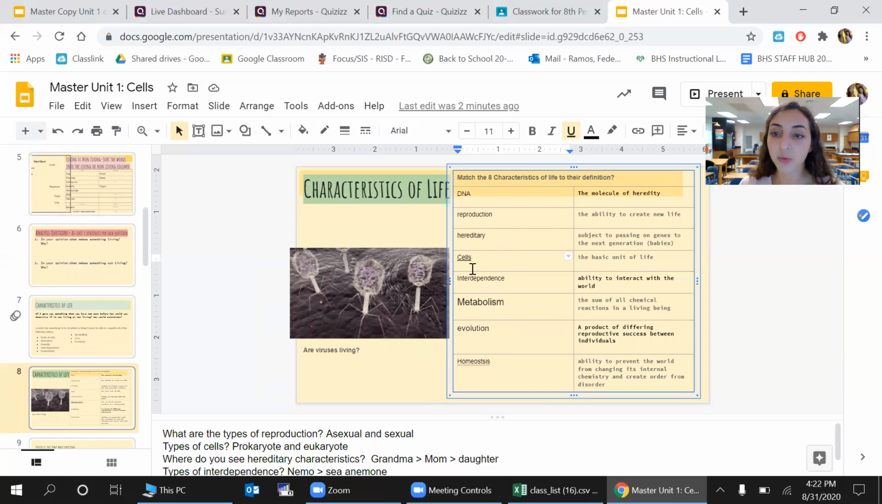We have cells, which are the most basic unit of life. Interdependence is the ability to interact with the world. Metabolism is another word for digestion. Living things digest, and when they metabolize something, they create energy. It is the sum of chemical reactions in living beings. Evolution is change over time.